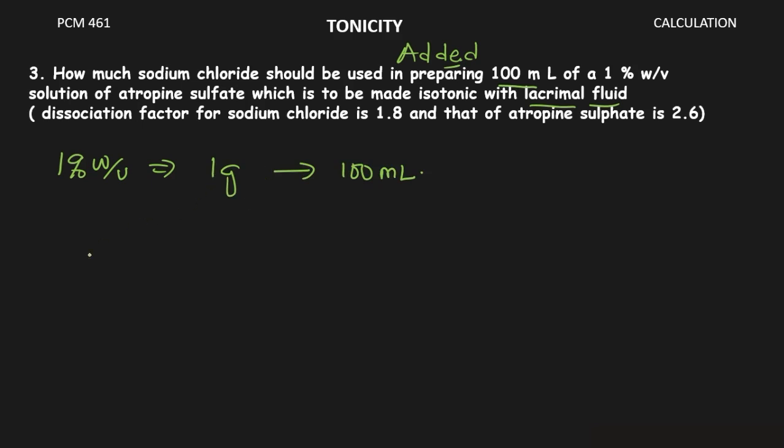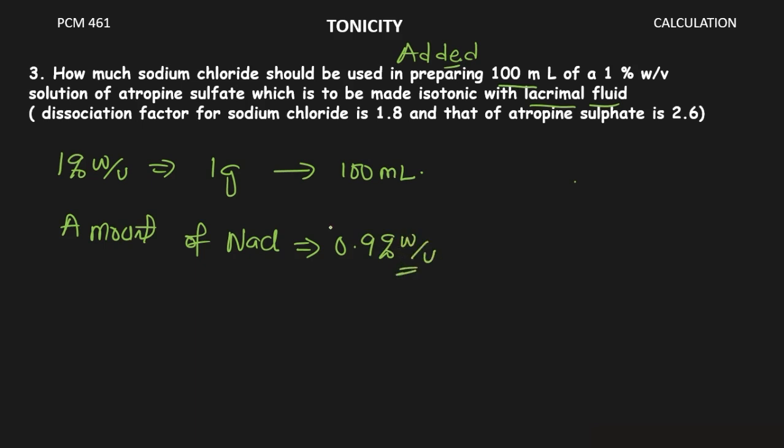Now, what we intend to do is to make a solution in such a way that the tonicity will be 0.52. Now, what amount of sodium chloride are you going to measure ordinarily that will give us a tonicity of 0.52? Is it not 0.9? 0.9 percent, weight by volume.